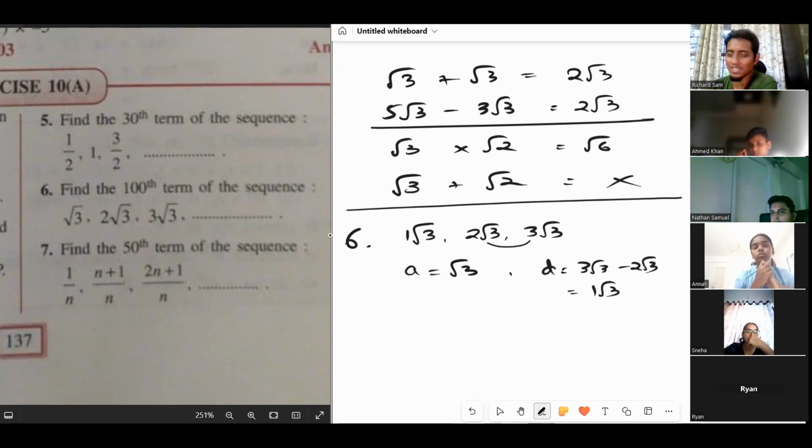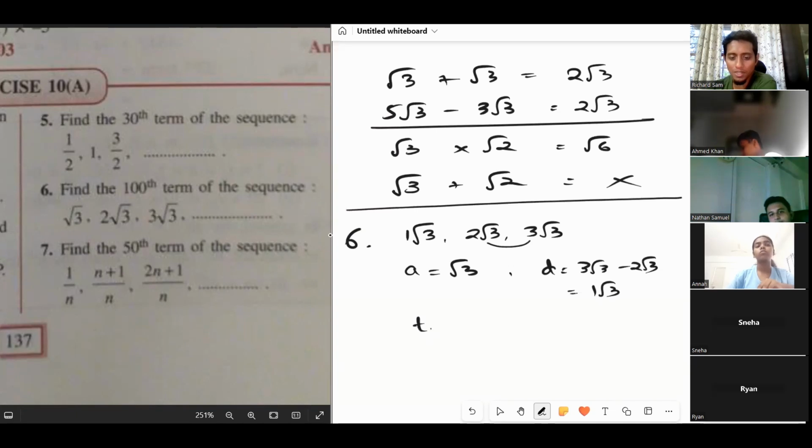Actually, this is quite easy. You don't even have to do the formula. You can just look at the terms and tell what's the 100th term. Anyone got it? 100 root 3. Yes, 100 root 3. 1 root 3, 2 root 3, 3 root 3. So the 100th term is 100 root 3.